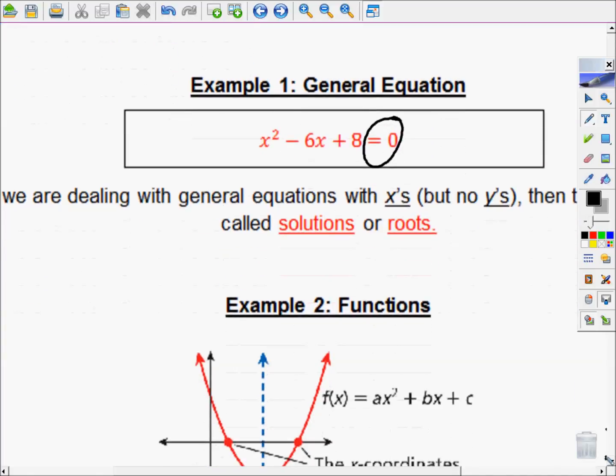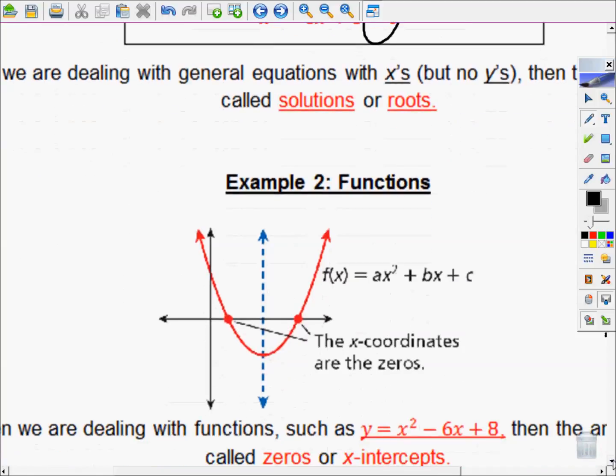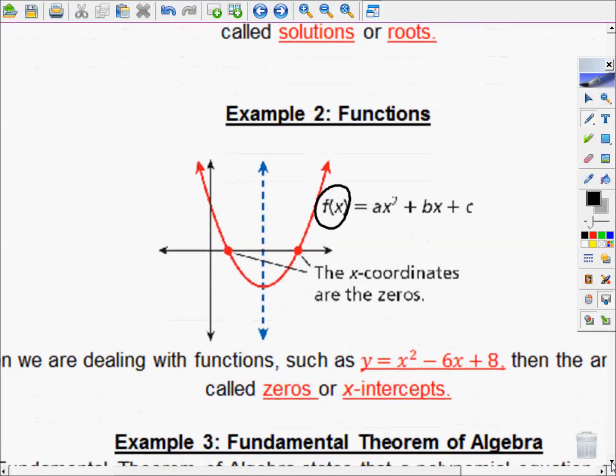Next is a function. A function will start off with f of x. If it says f of x equals, that makes it a function. F for function. Your function is going to typically mean that you're going to graph this, or create a graph. And when you create a graph, you're going to have to use your x coordinates, which are now called zeros or x-intercepts. So when we're looking at a graph, aka a function, we are talking about identifying the zeros and identifying the x-intercepts.